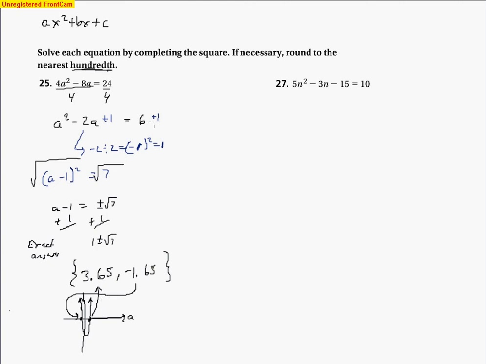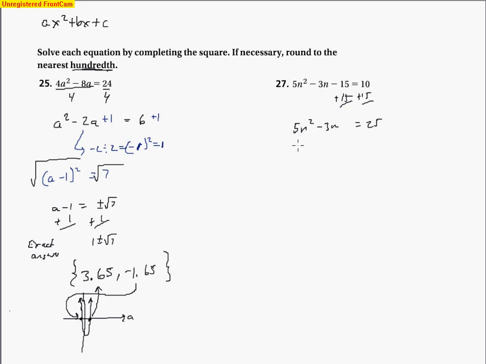Well, let's take a look at this next problem here. First thing I want to do is bring this 15 to the other side. So I'll add it to both sides. I'm left with 5n squared minus 3n equals, and then I end up getting 25. So I divide by 5. That's the first step you're going to do.